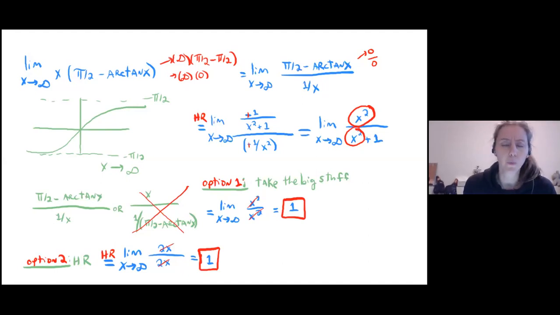I would say using L'Hopital's rule to check your work is actually probably the better thing to do, as opposed to actually using it to do the work. Because a lot of times when we have these polynomials over polynomials, you can end up having to do L'Hopital's rule over and over and over again before you actually get anywhere. Taking the big stuff is definitely the fastest, most efficient way to approach these problems.